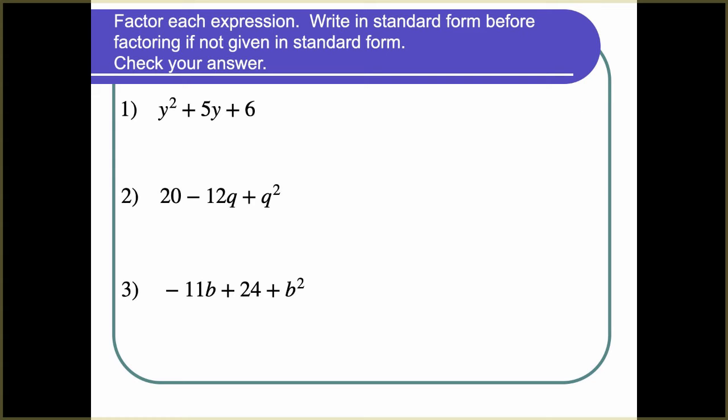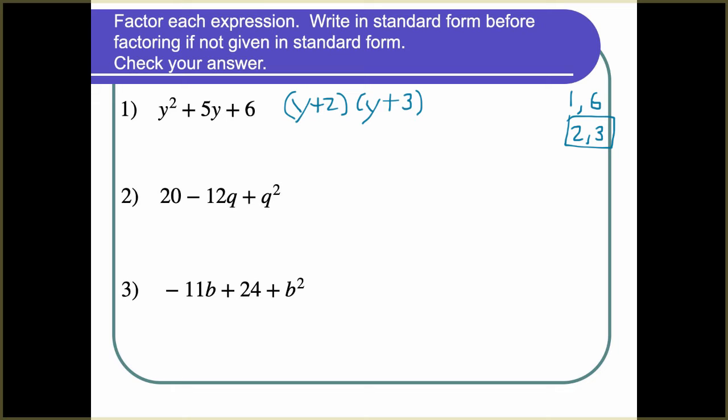We have two sets of factors that multiply to 6. We have 1 and 6 and 2 and 3. We want to find a group that's going to add up to 5 for the middle term, and that would be our 2 and our 3. So we have y plus 2 and y plus 3. We are factored.